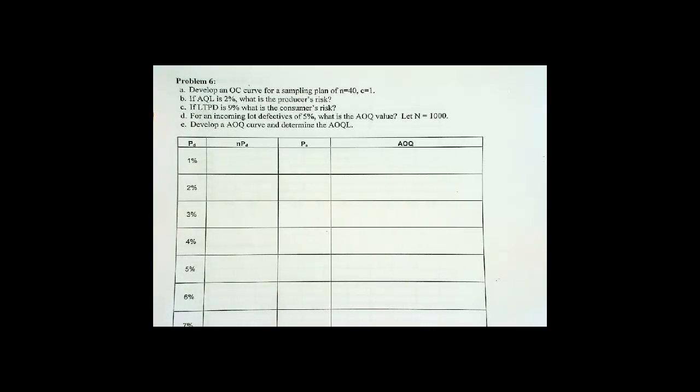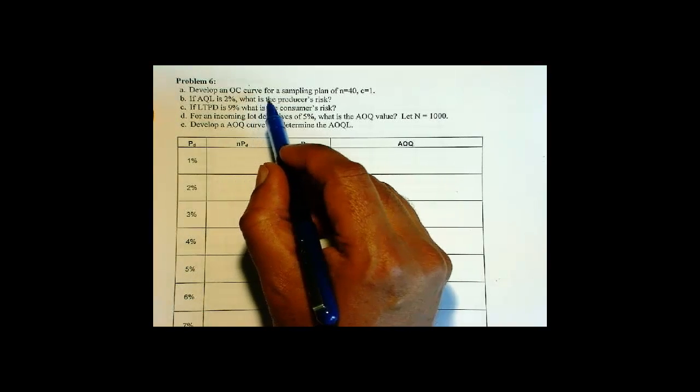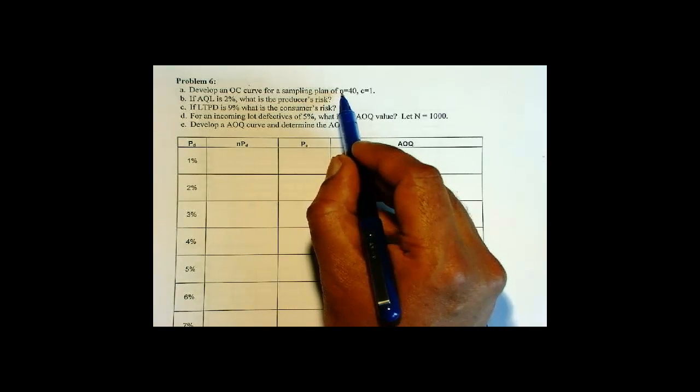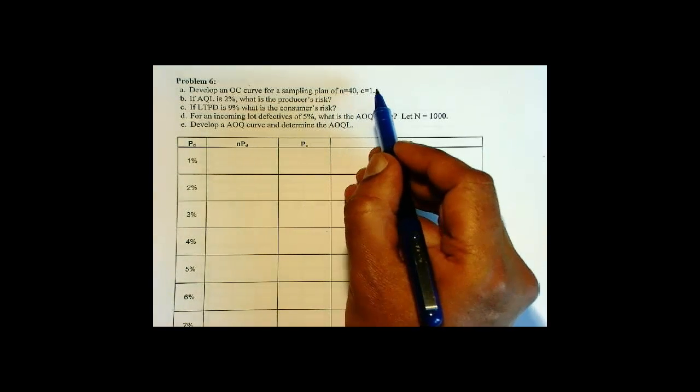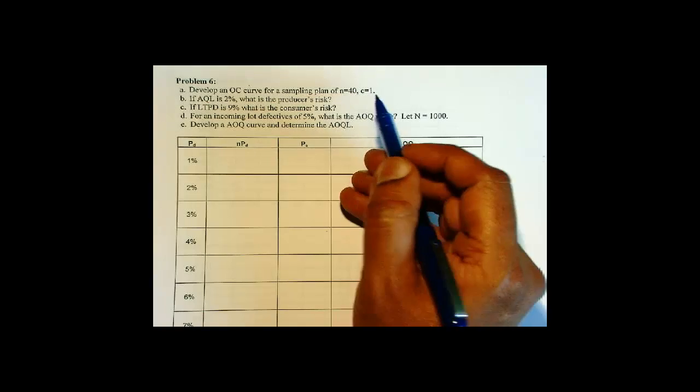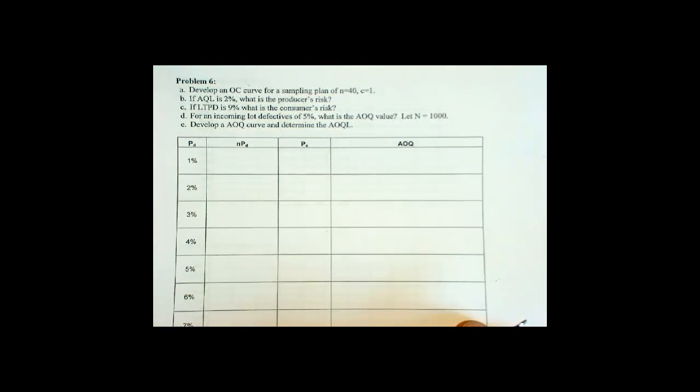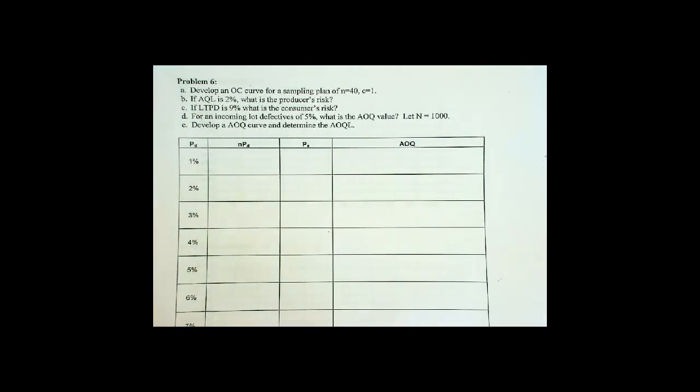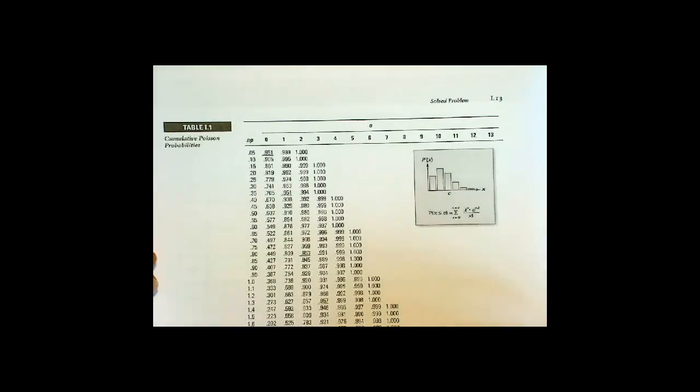Okay, we're going to develop an OC curve for a sampling plan of n equal to 40 and c equal to 1. Now we're going to use Poisson probability distribution to achieve this. Strictly speaking, this is a hypergeometric probability distribution, but we're going to use a Poisson approximation. And the Poisson distribution table is available in the Blackboard.